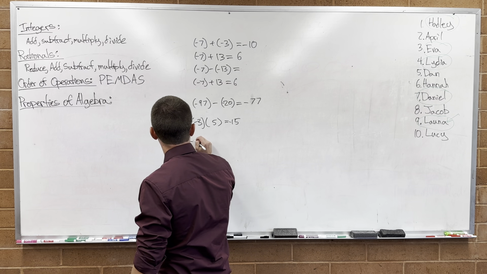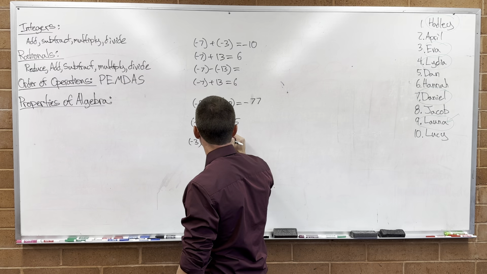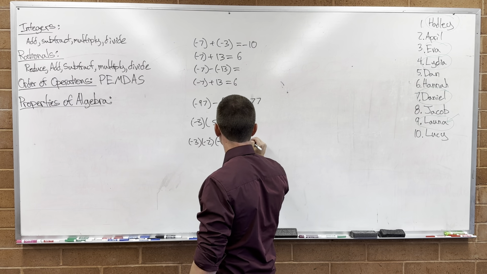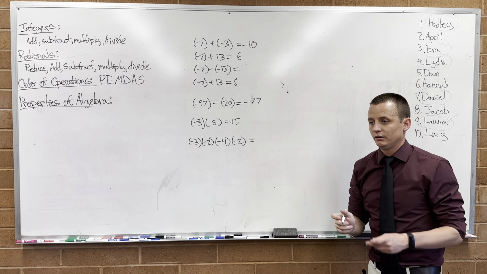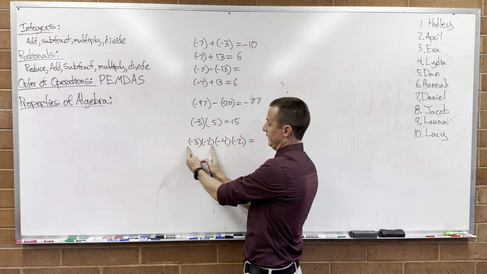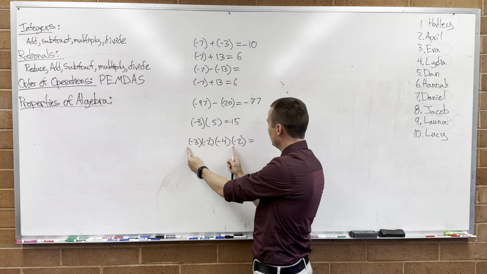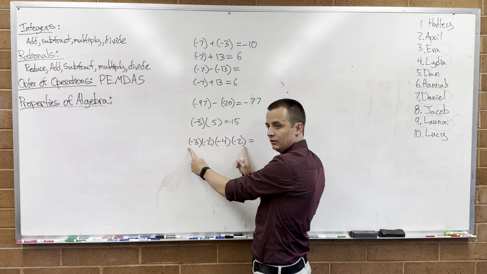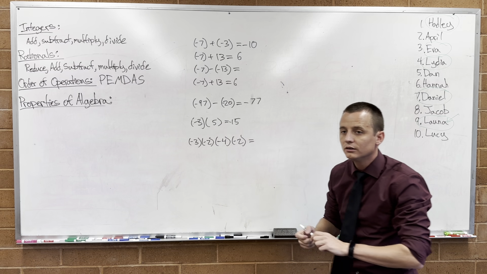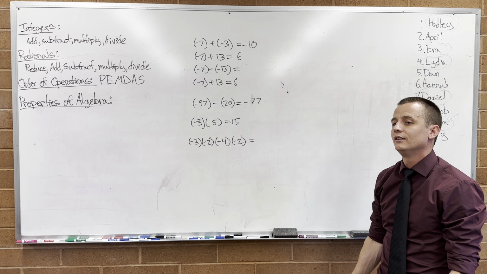What if I had a negative times a negative times a negative times a negative? Is that going to come out negative or positive? It's going to come out positive. Here we're negative. We multiply by that, it makes us positive. We multiply by that, we're back to negative. We multiply by that, we're back to positive. So it comes out to positive.